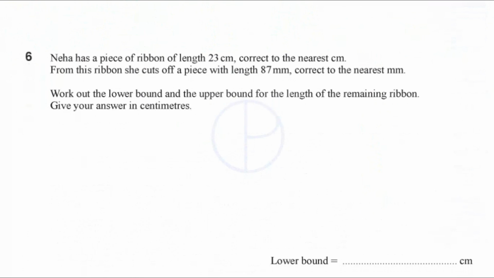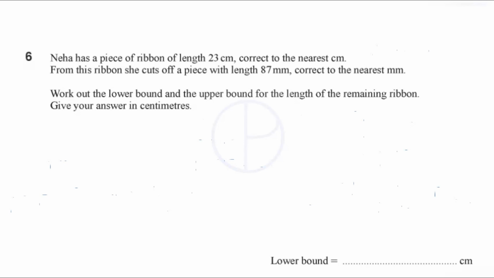The next question is, Neha has a piece of ribbon of length 23 centimeter, correct to the nearest centimeter. From this ribbon, she cuts off a piece with length 87 mm, correct to the nearest mm. Work out the lower bound and upper bound for the length of the remaining ribbon. Give your answer in centimeter.